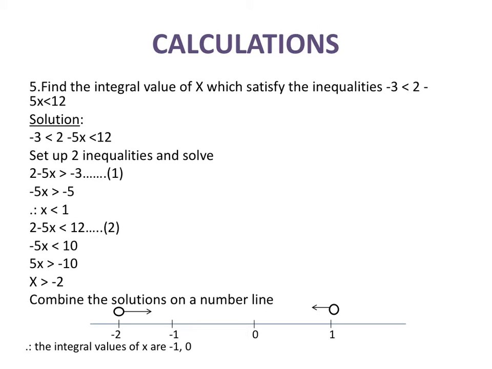Combine the solutions on a number line. You see greater than minus 2 showing up and less than 1. The holes there are empty, they are not closed as seen. You see 0 there, minus 1, 1 and minus 2. So from minus 2 coming up right, then from 1 going down to the left, the holes are open because there's no sign of equality.